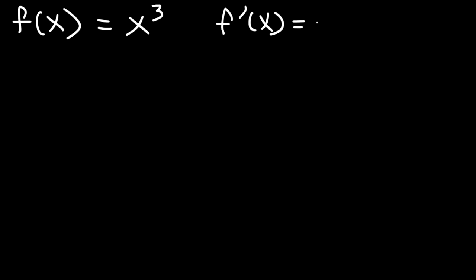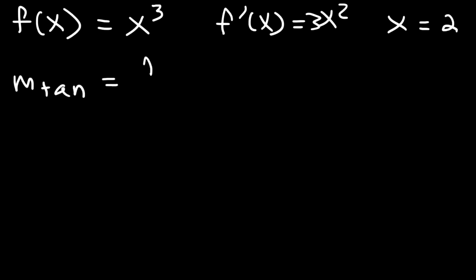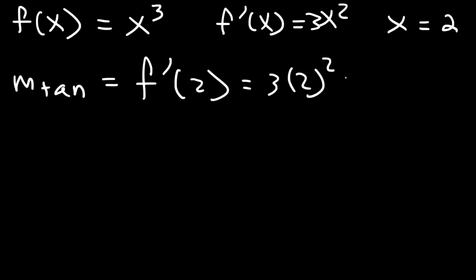Now let's say that f of x is x cubed. Using the power rule, the first derivative is 3x squared. So let's say we wanted to calculate the slope of the tangent line when x is equal to 2. So the slope of the tangent line is going to be f prime of 2, which is 3 times 2 squared, so it's 12. So this means that at x equals 2, the slope is 12.